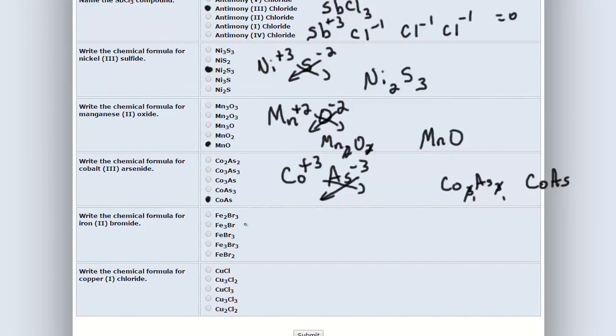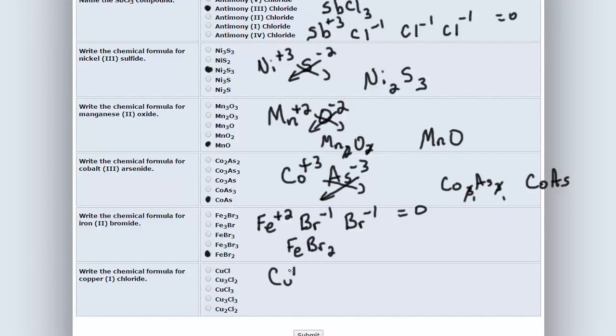Okay, 2 more. Write the chemical formula for iron 2 bromide. Iron 2 is Fe with a +2. Bromide is Br with a -1. We want to get to 0, so we'll need another one of those, because plus 2 minus 1 gives us 0. So there we go. So we're going to have FeBr2.